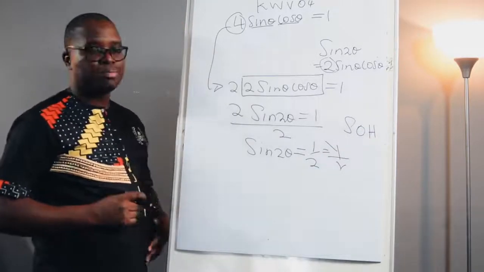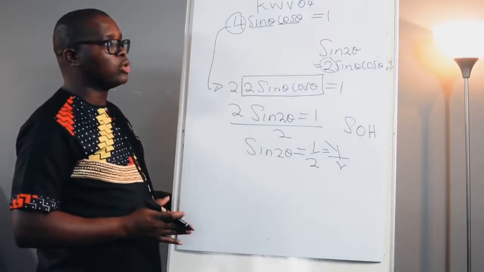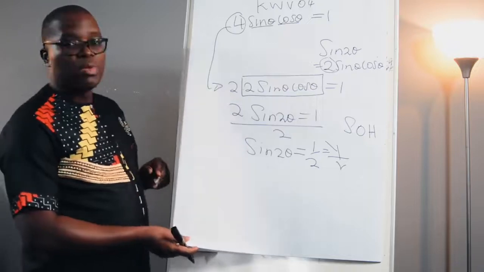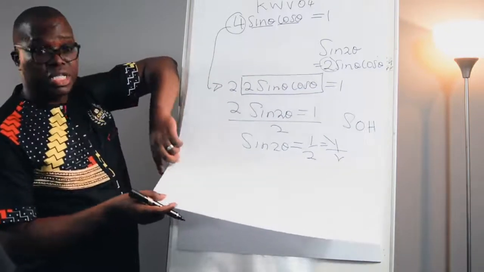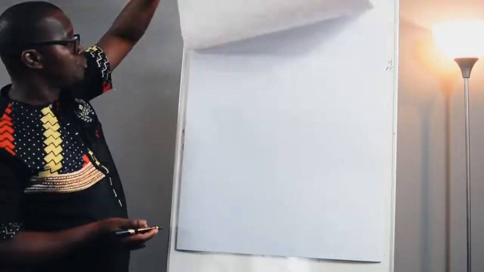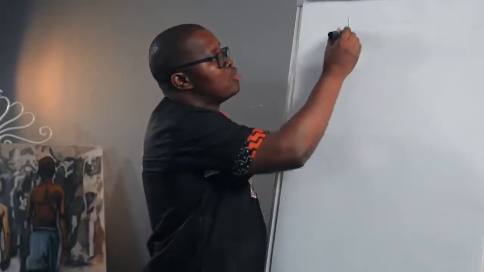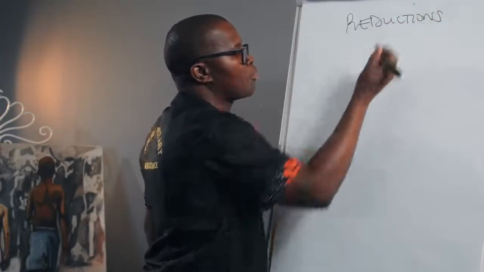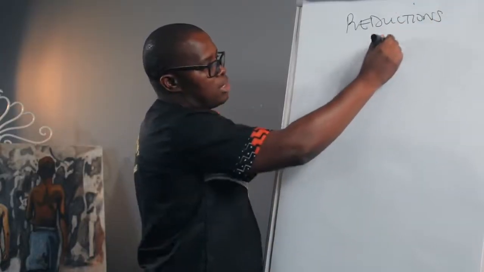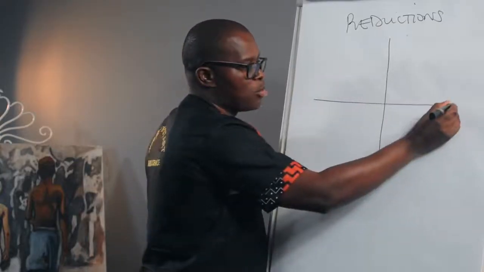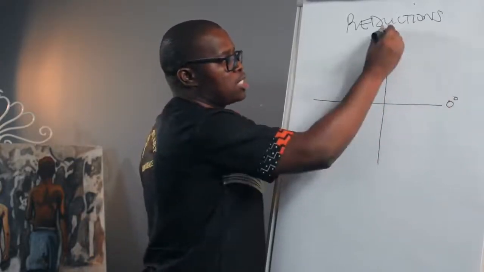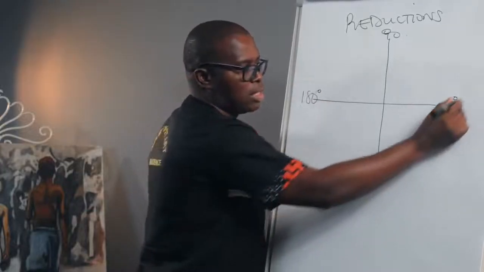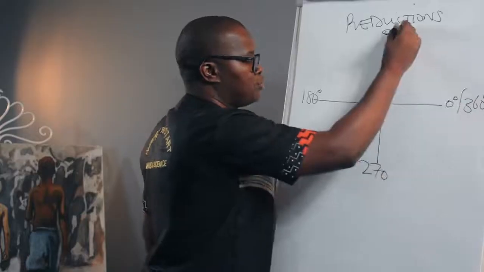So there are 4 questions for them, Part 1 of what we call trigonometry. Now, let's look at when we are given reductions, something that you must know. Let's look at what we call reductions. For reductions, we know that we have 0 degrees, 90, 180, 270, and 360 degrees.